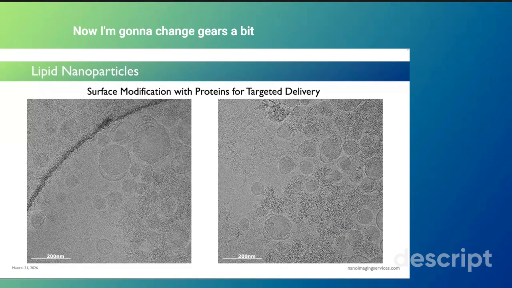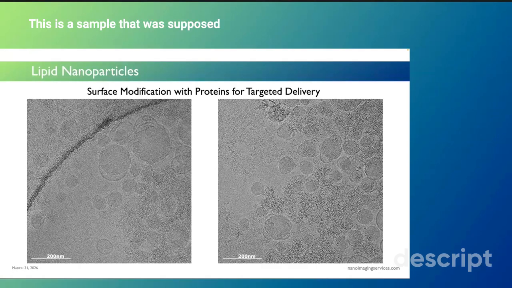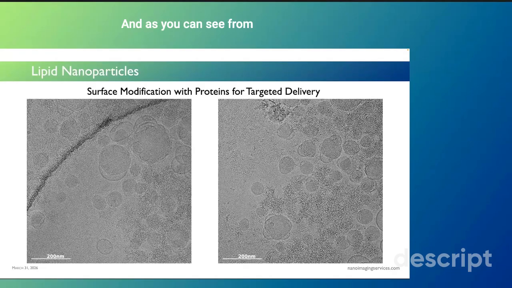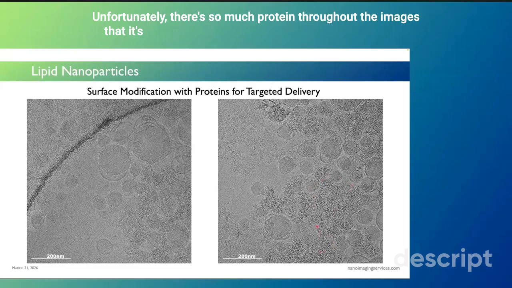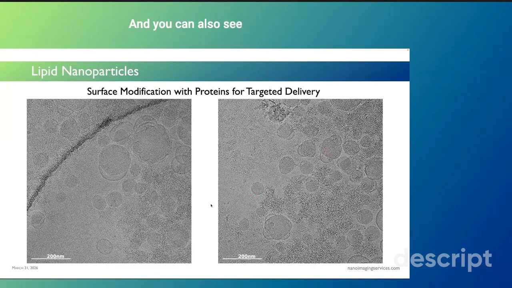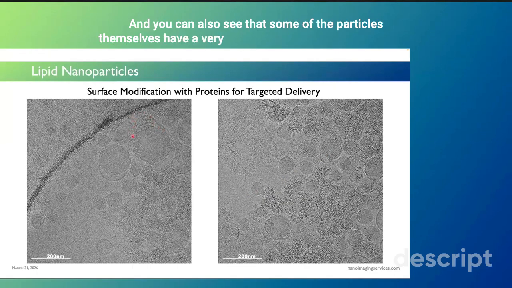Now I'm going to change gears a bit and talk about lipid nanoparticles. This is a sample that was supposed to contain some lipid nanoparticles, or LNPs, with a surface modification to express a protein that would allow for targeted delivery. And as you can see from these traditional cryo-EM images, there was a lot of protein in the samples. Unfortunately, there's so much protein throughout the images that it's very difficult to discern whether or not any of it is perhaps specifically associated with the surface of the particles. And you can also see that some of the particles themselves have a very strange profile in these 2D images.